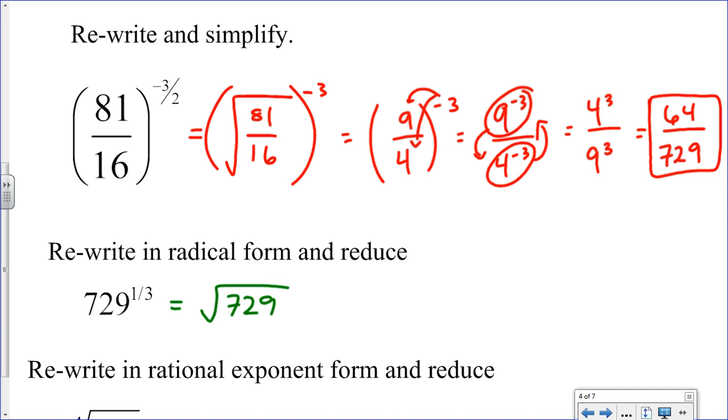Okay, so I'm writing this in radical form, so what root do I have? 3, and what's the exponent? 1. So I'm just doing the cube root of 729. Well, I should know that because I just figured that out for the last problem. So the cube root of 729 is 9. Good.